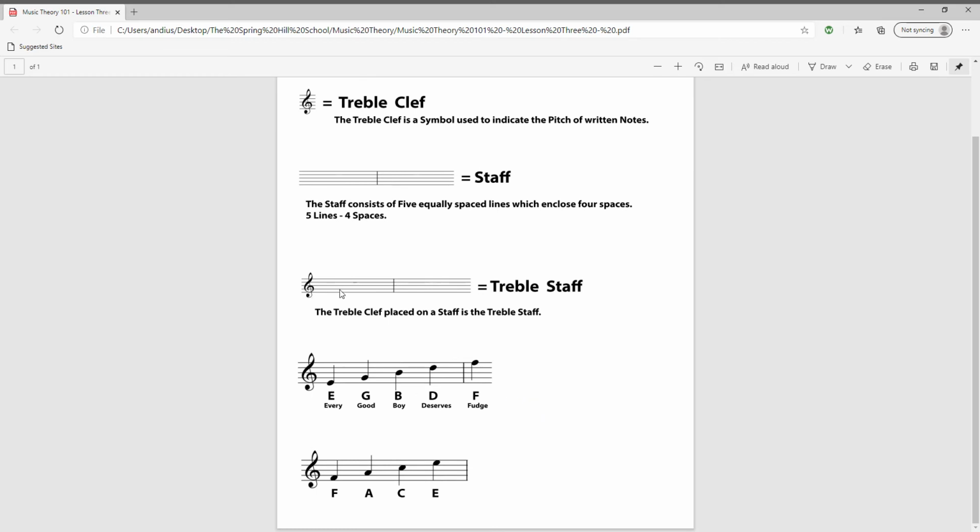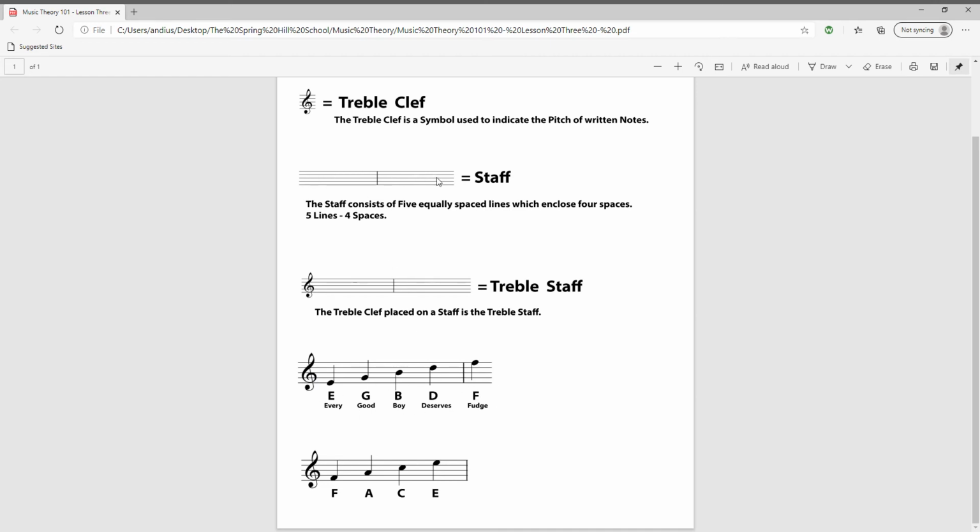Now that you have a treble staff, if you put notes on the treble staff, they have pitches, and you know what the notes are. If you put notes on a staff without a clef, you have no idea what the notes or the pitches are. So think of this symbol here as an encryption device. If you have notes and the encryption device on a staff, you can read the notes.